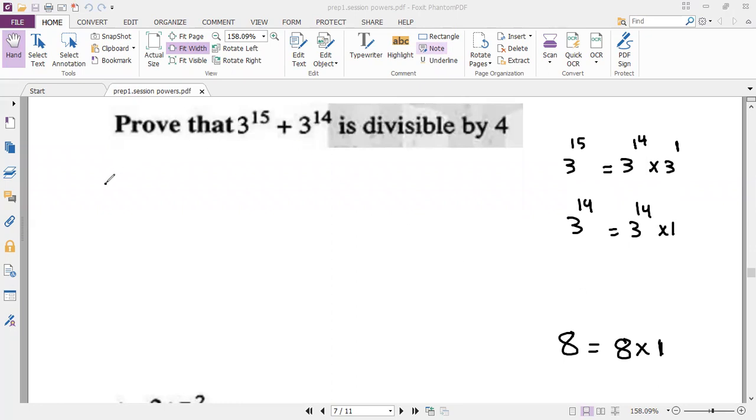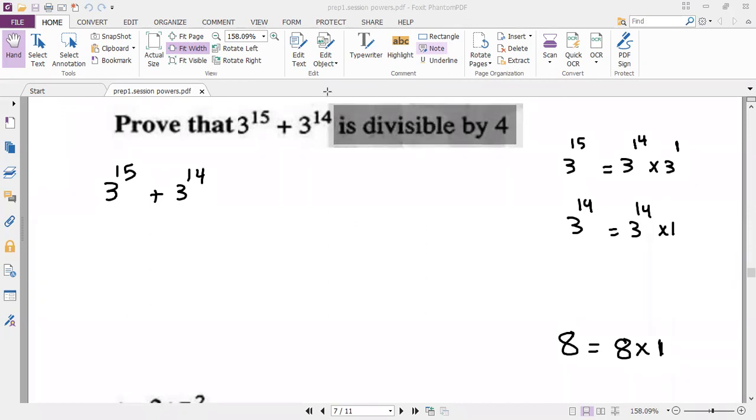So we have 3 to the power of 15 plus 3 to the power of 14 without using the calculator. I want to prove the value here is divisible by 4. And a number is divisible by 4 if the number is a multiple of 4. Okay.